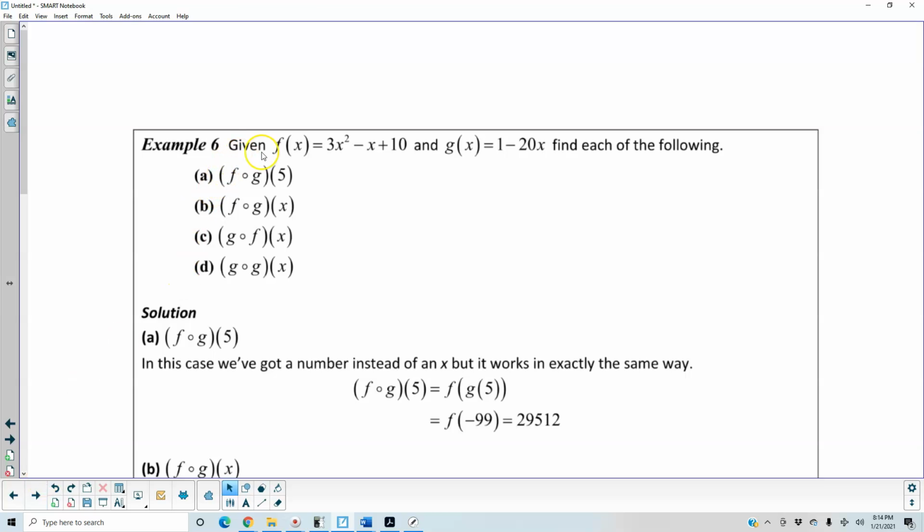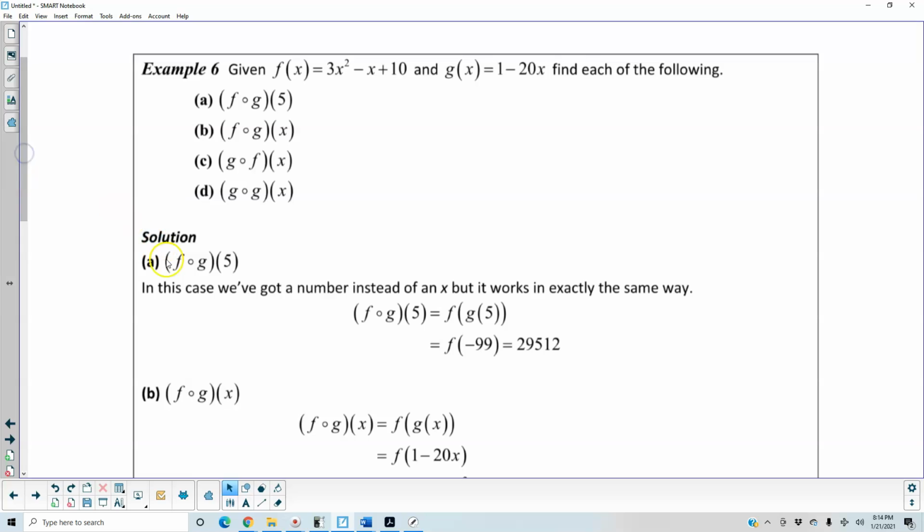So for example 6, we're going to be given 2 functions. We're given f of x, which is equal to 3x squared minus x plus 10, and g of x, which is equal to 1 minus 20x. And we're going to find each of the following: f composite g of 5, f composite g of x, g composite f of x, and g composite g of x.